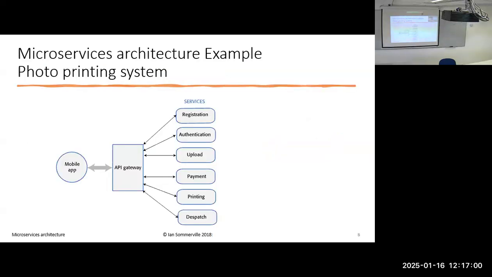Microservice architecture example, photo printing. I might have, for example, a mobile app, and this is what I communicate with. But I'm not going to communicate directly with the services. I communicate with some kind of API gateway or some kind of software. For example, I have services to register and to log in. Authentication is just to log in, to check my user name and password. All it does is let me log in.